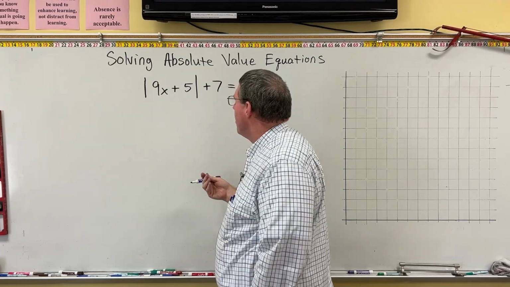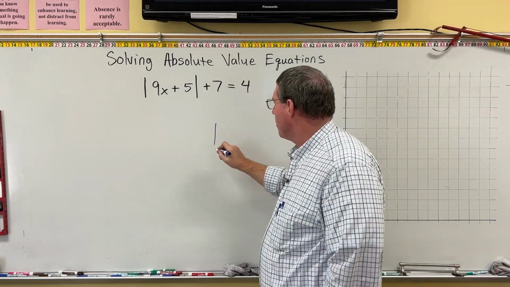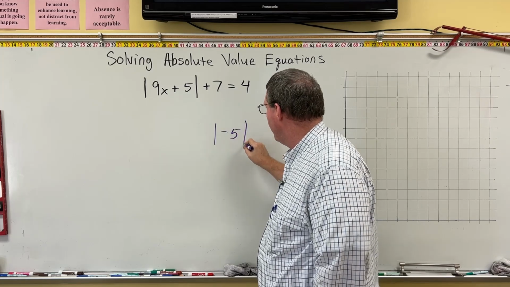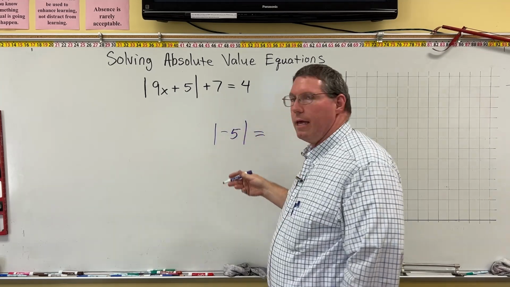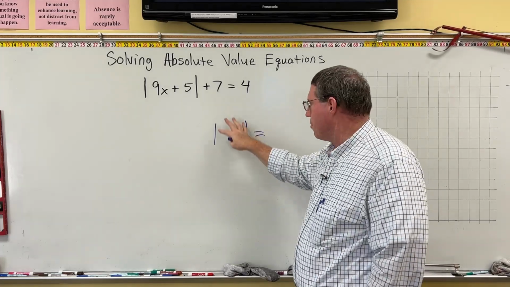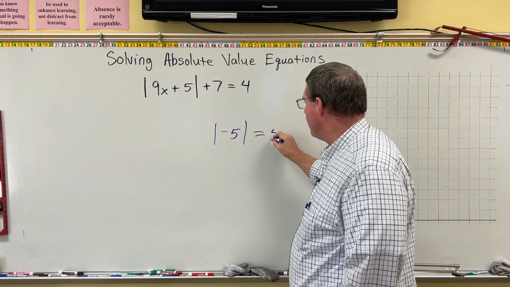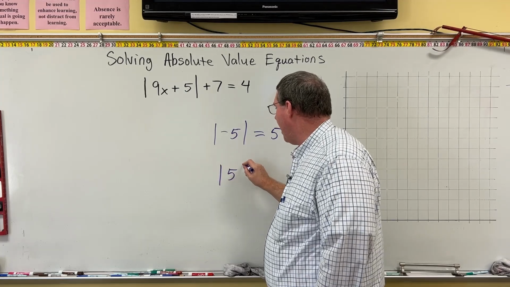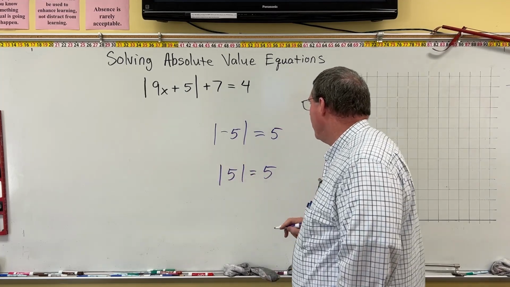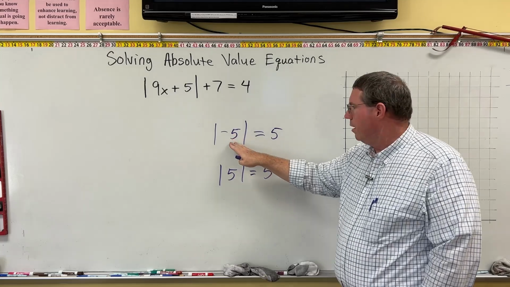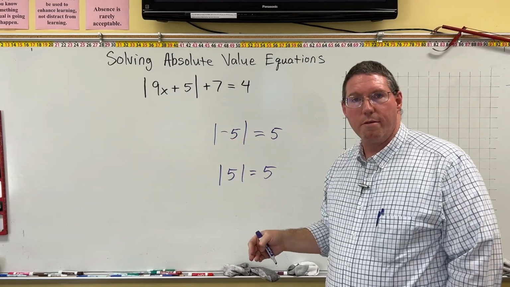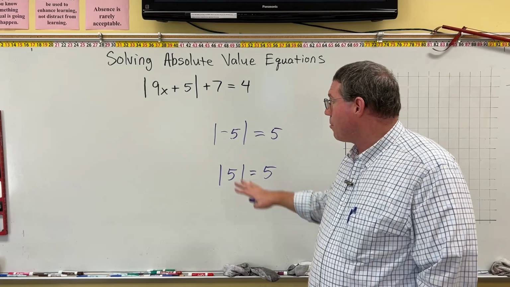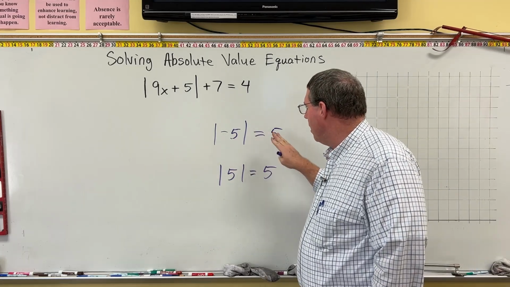It means that whatever is on the inside of it, like for example the absolute value of negative 5, what you have to do is make it the positive number. So the absolute value of negative 5 is 5. Now, if I were to say what is the absolute value of 5, the answer would also be 5. So when you have an absolute value, the answer is always the positive version of whatever is inside of here. So an absolute value has to be positive.